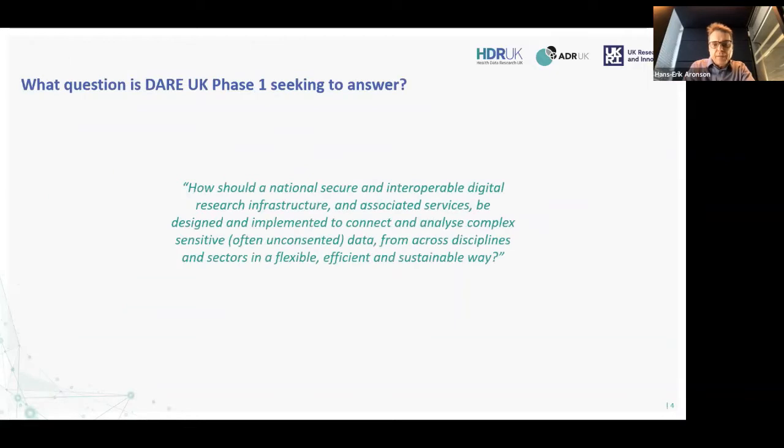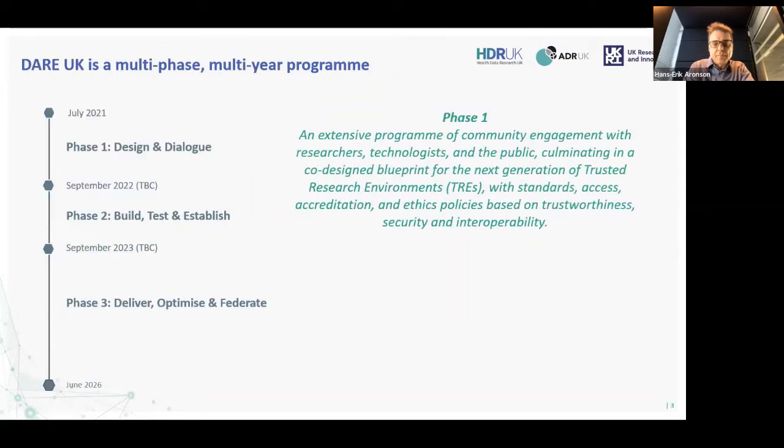And the timelines of the phases are indicated on the left here. So the current phase ends at the end of August of this year, at which time phase 2 commences and runs at this point. We plan for 1 year until September of 2023, when phase 3 takes over.